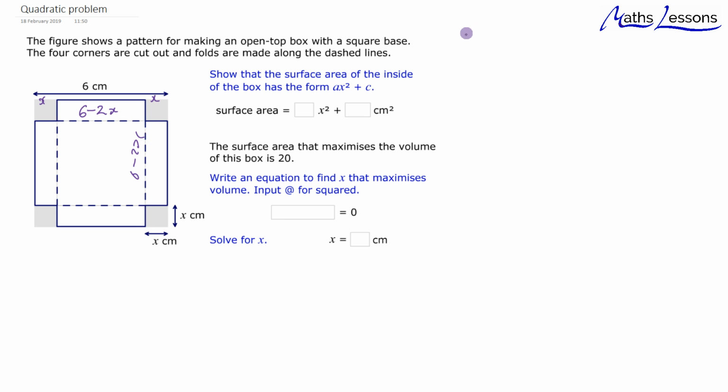So for the middle part here, we want to show the surface area of the inside of the box. Well, the middle part is going to be 6 minus 2x times 6 minus 2x. And then we've also got 6 minus 2x times an x, and you've got 4 lots of that. Well, let's just work out this central square bit.